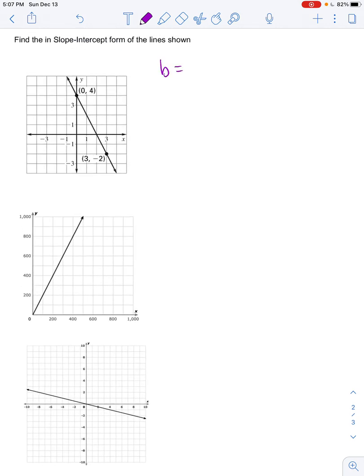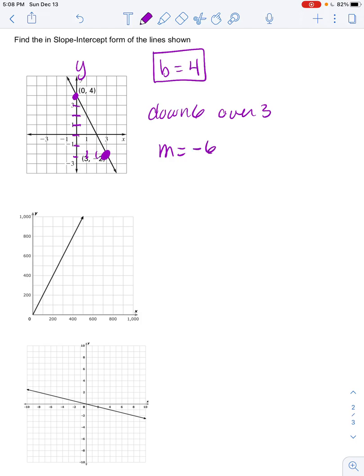Here I would look for my b value by simply seeing where it crosses the y-axis, which is vertical, so my b value is a 4. Then I would probably count. I would count down 1, 2, 3, 4, 5, 6, and then over 1, 2, 3 to get to this other point. So down 6 over 3, if I'm looking at that as a slope, down would be negative 6 and then over 3, which would reduce to negative 2.